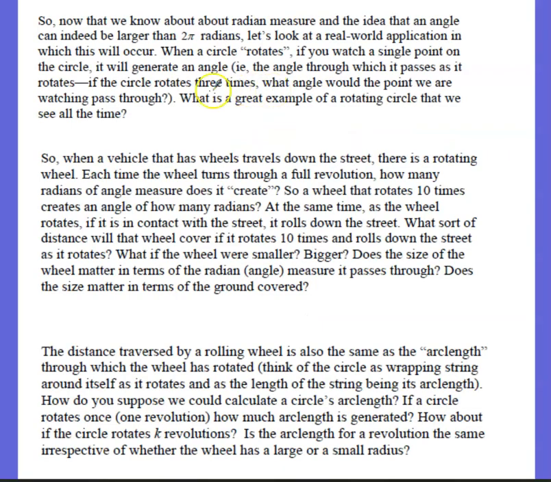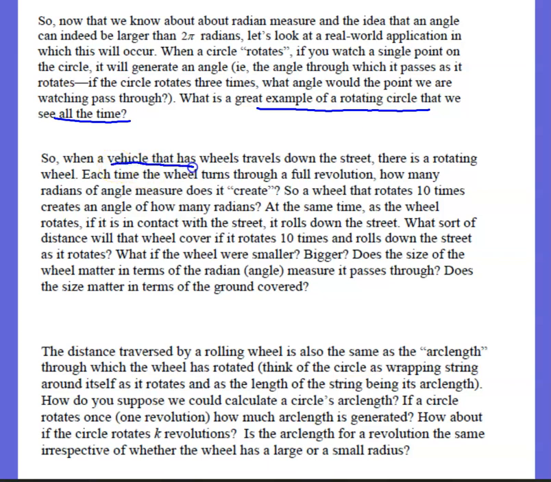Okay, so what is an example of rotating circles that we see all the time? Think of something you know that rotates. Maybe you said a wheel, right? That's probably one of the most common ones. It could be on a car, it could be on a bike. Maybe you said the hands of a clock rotate around. We have lots of examples of rotating circles. Okay, so let's talk specifically about a vehicle.